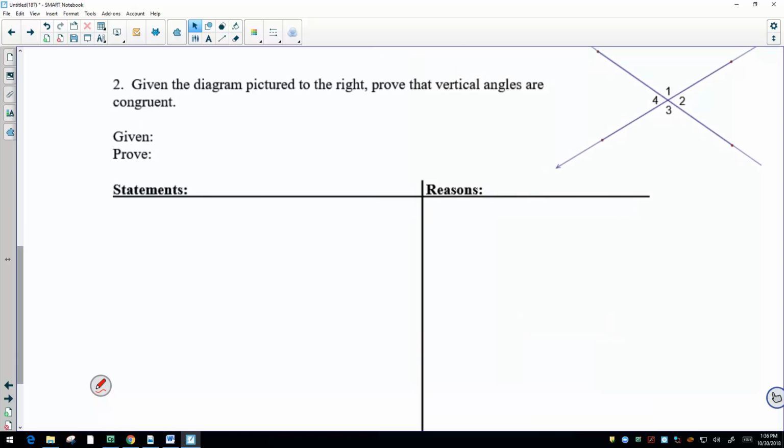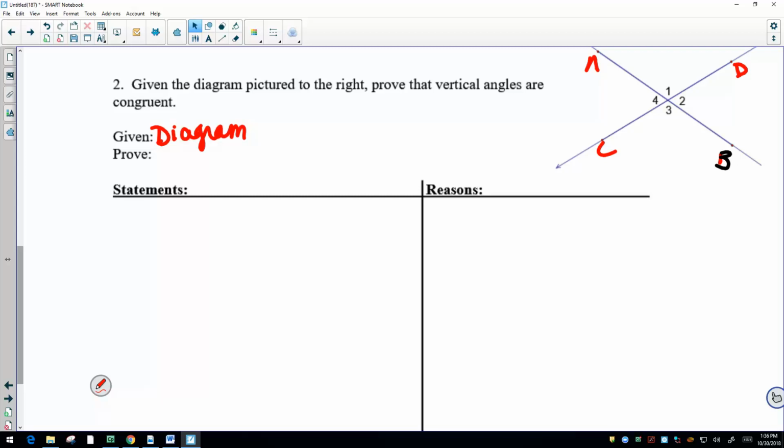So we have given the diagram pictured to the right. We're proving that the vertical angles are congruent. Okay, so the given, all they've said is we have a diagram. Our diagram is pictured at the right. So if you just said diagram, that would work. That would be okay. You could go over here and you could label these points.